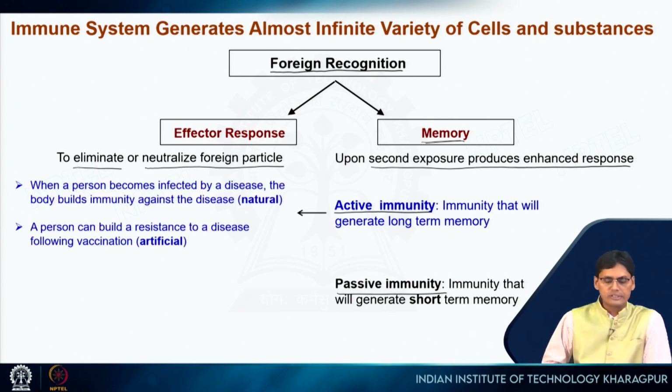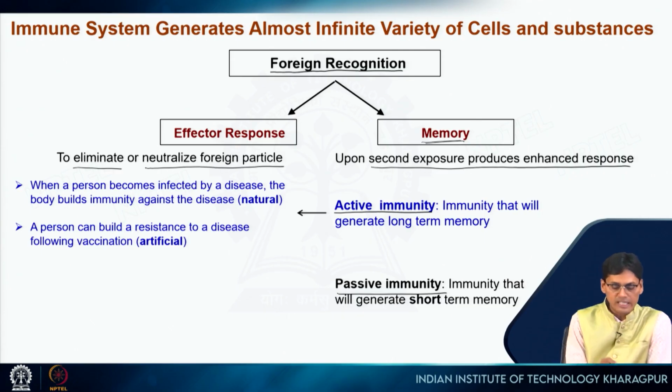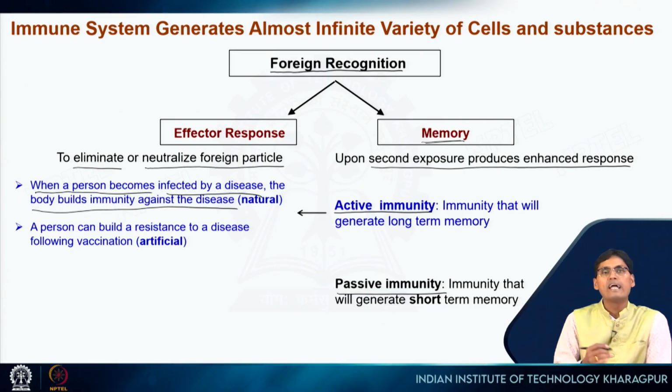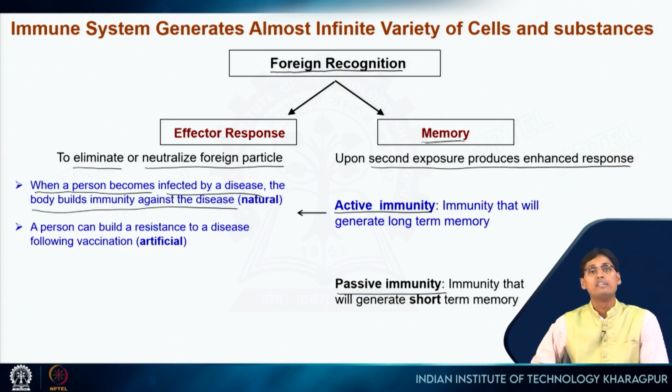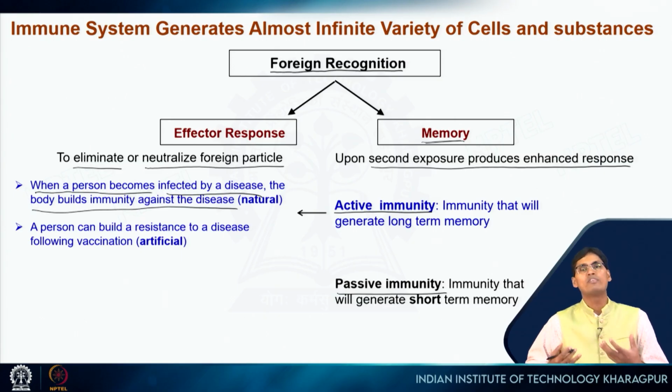In case of active immunity, what I explained, the natural one: when a person becomes infected by a disease, the body builds immunity against the disease. This is natural active immunity. This is naturally happening, right? We are getting infected by some pathogen, our immune system fights against it, and over time that immunity, that memory, will be formed. This is the memory because of natural active immunity.